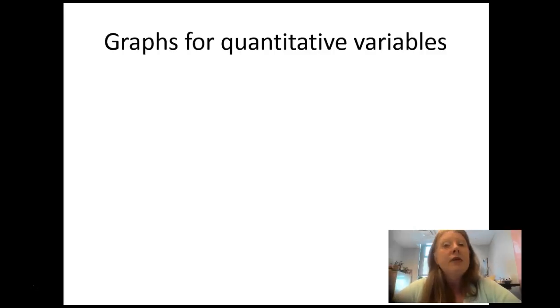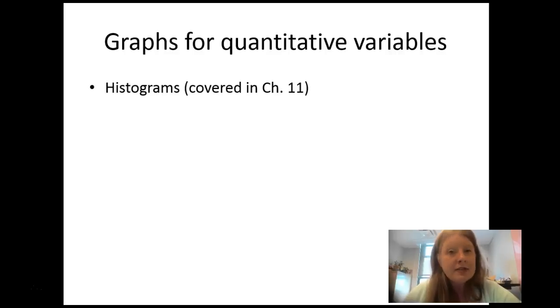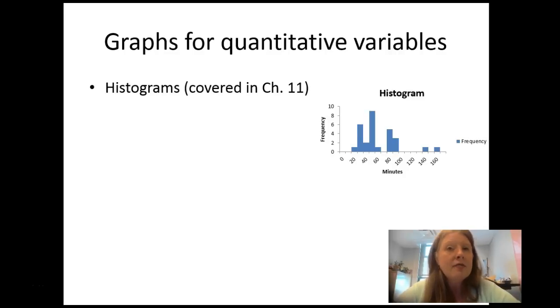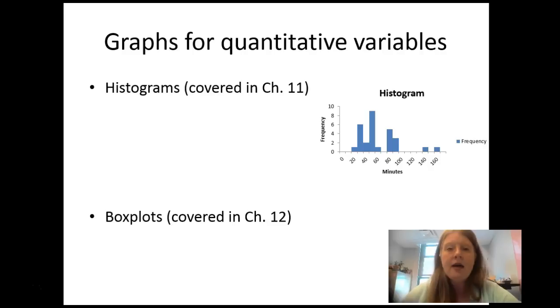Okay. So now we're going to move into graphing quantitative data, graphing amounts of things. And that's what Chapter 11 starts to get into. Chapter 11 covers something called a histogram, which is a common way to graph quantitative data. There's also something called a box plot, which we're going to talk about when we get into Chapter 12. That's another way to graph quantitative data.